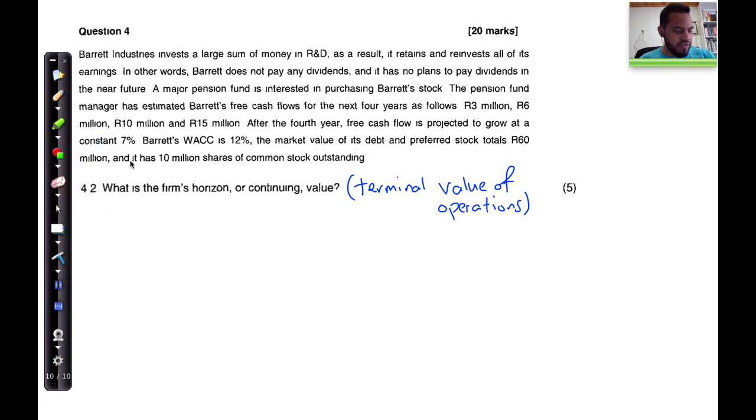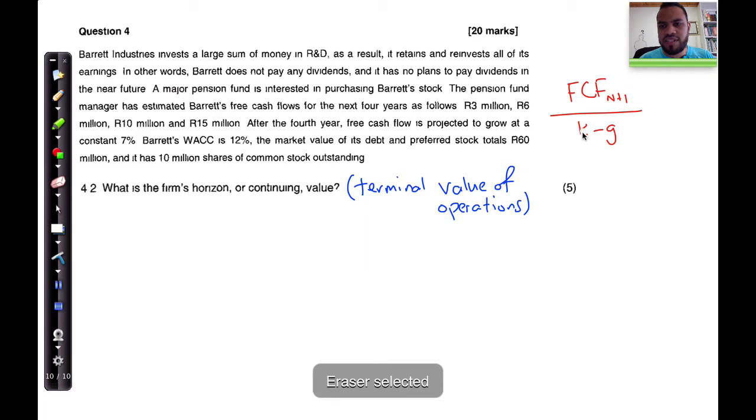It's important to note that we have a formula for this. The value of operations is basically the free cash flow for next year, D1, or free cash flow for N plus 1, the following year, divided by K minus G, where K is WACC, the weighted average cost of capital, minus the growth rate.